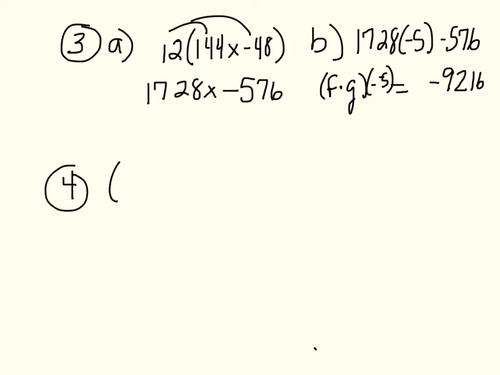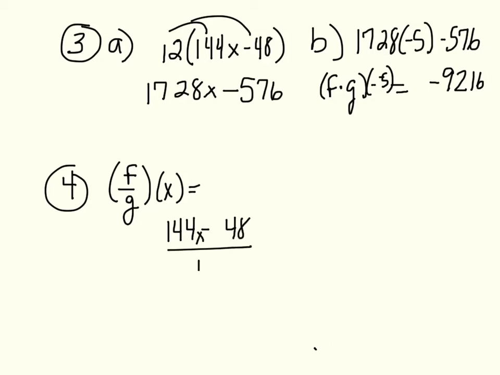Part 4 is dividing. So we have to divide f divided by g. So f of x, which is 144x minus 48, divided by 12. All we do is take 144 divided by 12, so that'd be 12x. 48 divided by 12 is 4. So we know f divided by g of x is 12x minus 4.